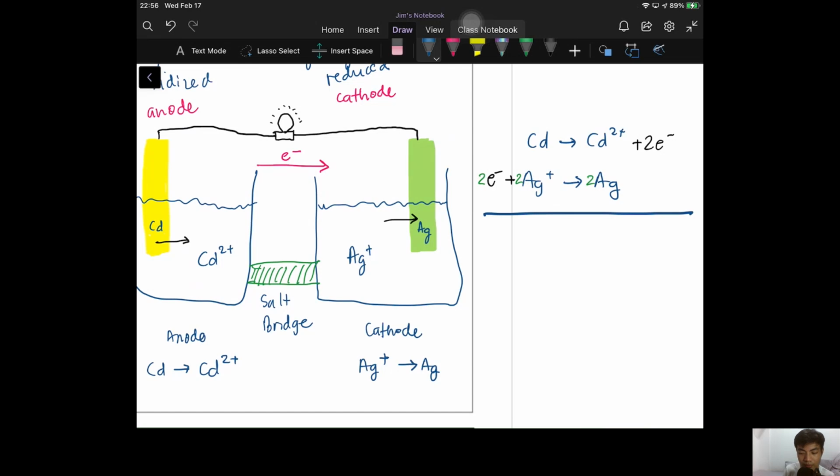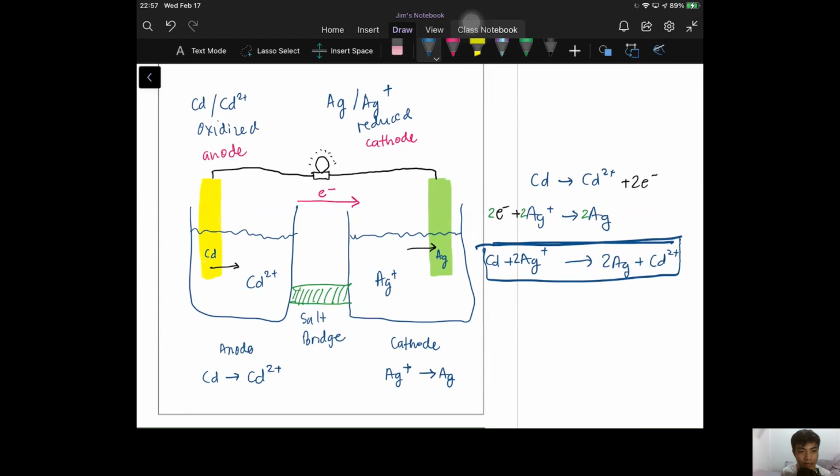Okay? So, we combine both equations. So, our overall equation for this voltaic cell will be Cd plus 2Ag+ producing 2Ag plus Cd2+. So, that will be our final equation. Okay. So, that's how you draw a voltaic cell.